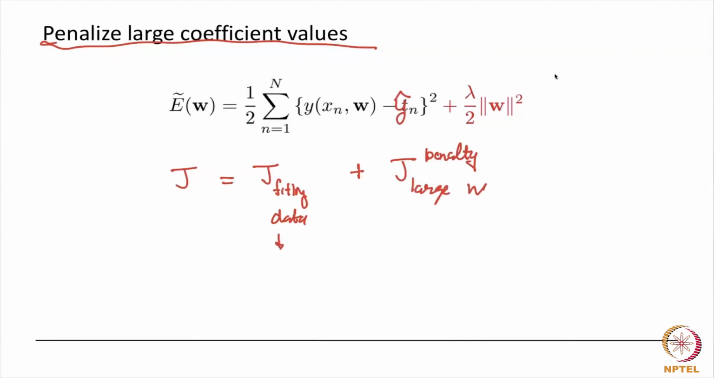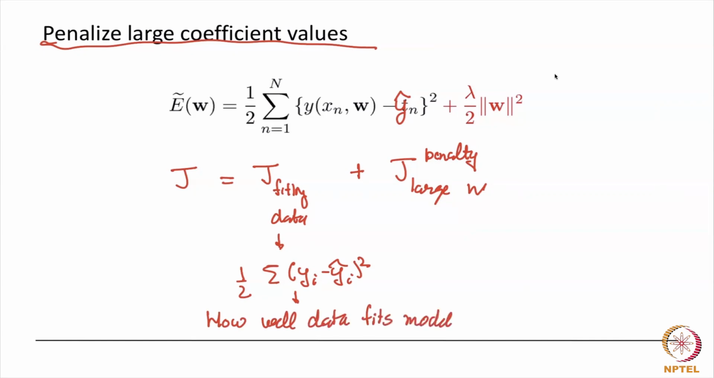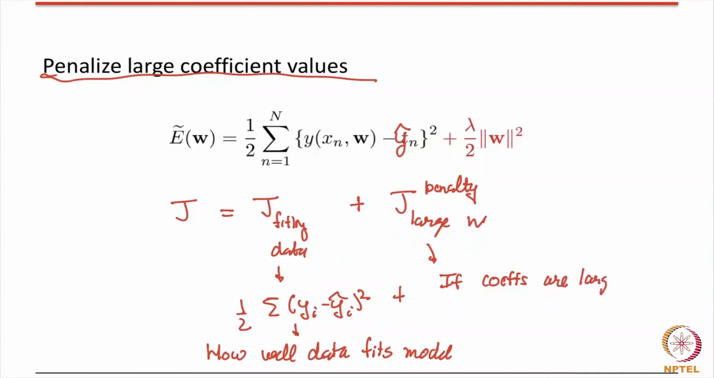So J for fitting data looks like half yi minus y hat i square. So this only tells us how well data fits model. So that we saw anyway. But this tells if coefficients are large, you have to pay a price. That's basically what the second part says. So if coefficients are large, you pay a price.